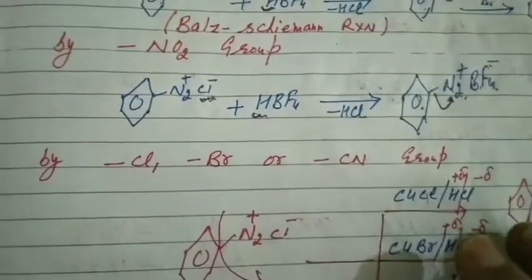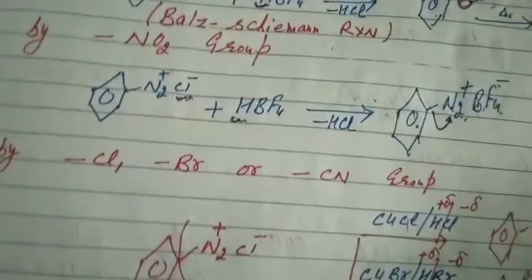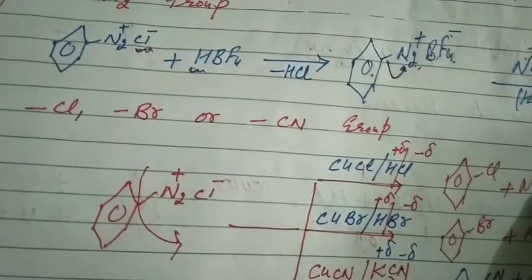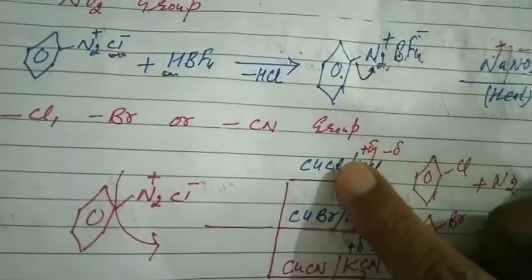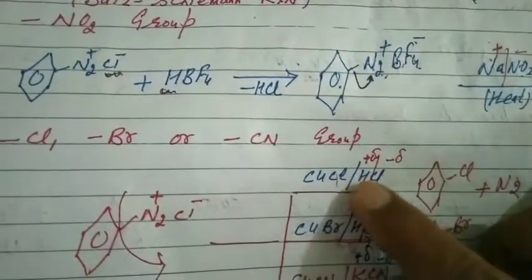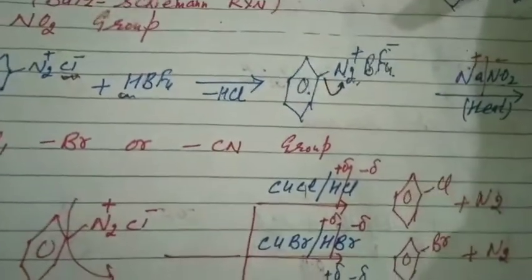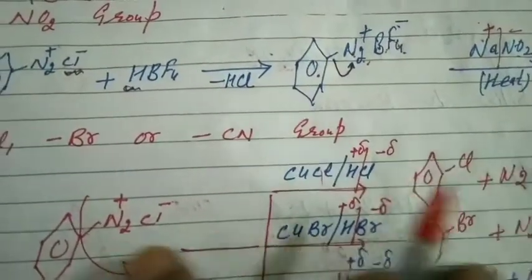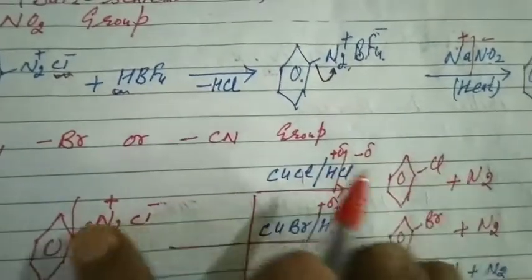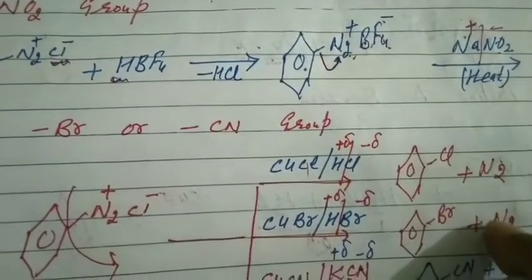Next is replacement by chloro, bromo or cyano groups. Students, these are the important reactions. These are the reactions of diazonium salt with cuprous salts. We use either cuprous chloride or cuprous bromide in the presence of the corresponding acid: cuprous chloride with HCl, cuprous bromide with HBr. What will happen in these reactions? The anion part of the acid will replace the diazonium ion group. With Cl negative, we get chlorobenzene plus N2. With Br negative, we get bromobenzene plus N2.